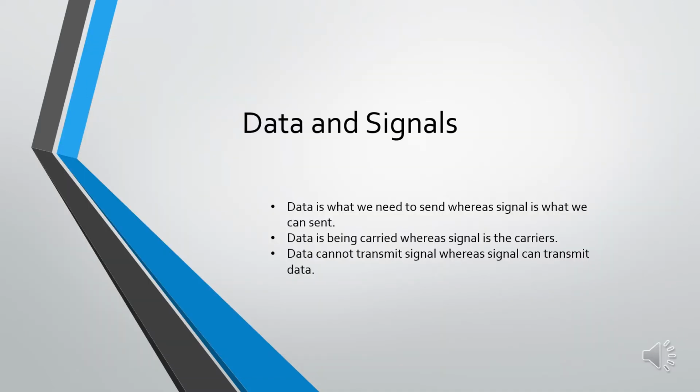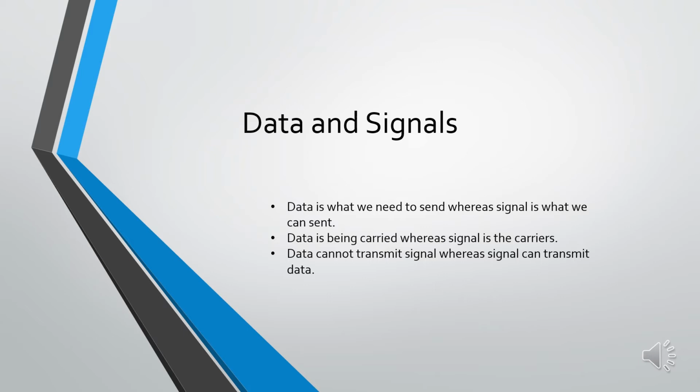Let's talk about the data and signals. Data usually refers to raw or unprocessed data. It is the basic form of data that hasn't been analyzed or processed in any manner. Once the data is analyzed, it is considered as information.